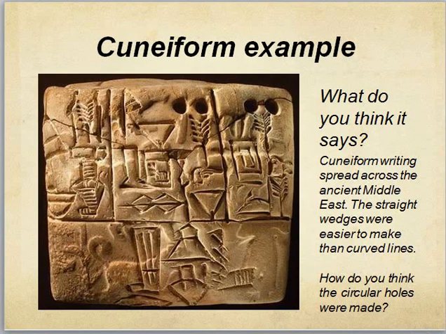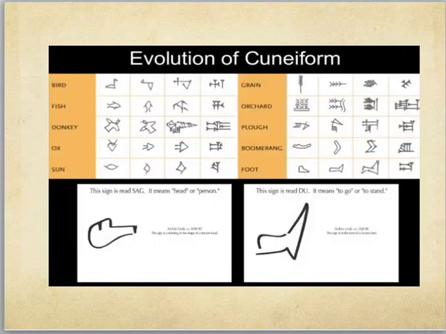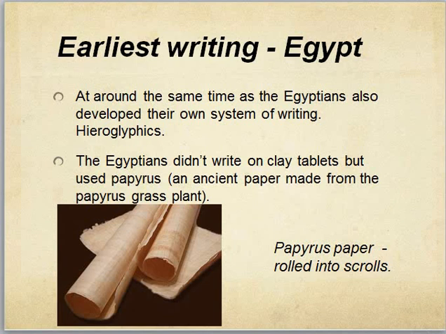Well, cuneiform example. What do you think it says? Cuneiform writing spread across the ancient Middle East. The straight wedges were carved into it. How do you think the circular holes were made? Basically, circular holes were made to indicate the value of the currency. Well, the evolution of the writing tablet that was used in ancient times and in modern times. Evolution of cuneiform. You can see over here.